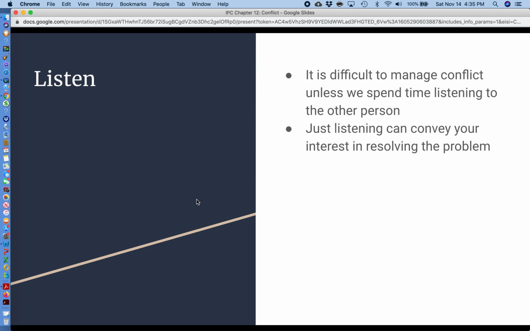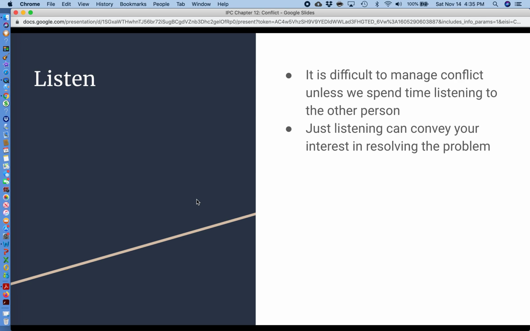Always try and listen. Remember, there's a difference between hearing and listening. Hearing, everyone does all the time, right? That's just sound hitting your eardrums and conveying the message to your brain. Listening is really taking the time and effort to hear what a person is saying and then make sense of it, to think about it, right? It's almost impossible to truly manage conflict effectively unless we listen to the other person.